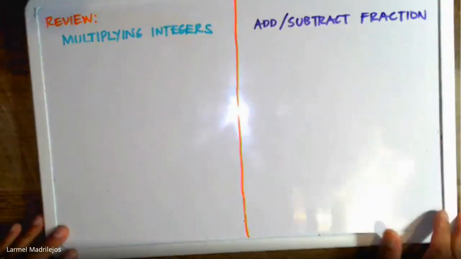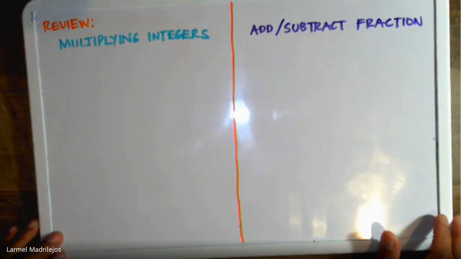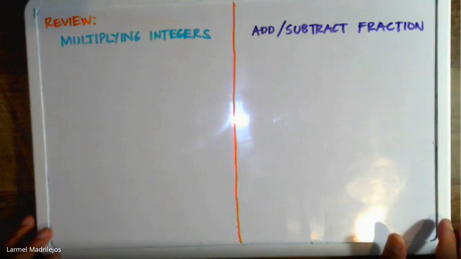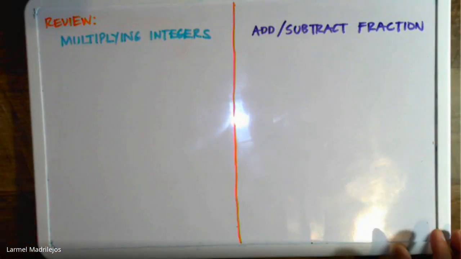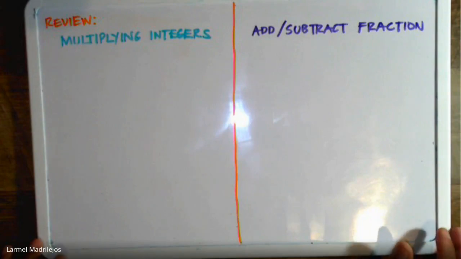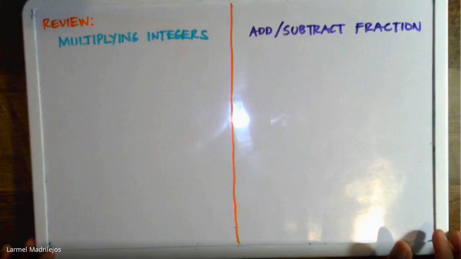There are two review topics that we need to talk about for the quadratic formula. The two topics that we review are multiplying integers, and adding and subtracting fractions. Let's start with multiplying integers.